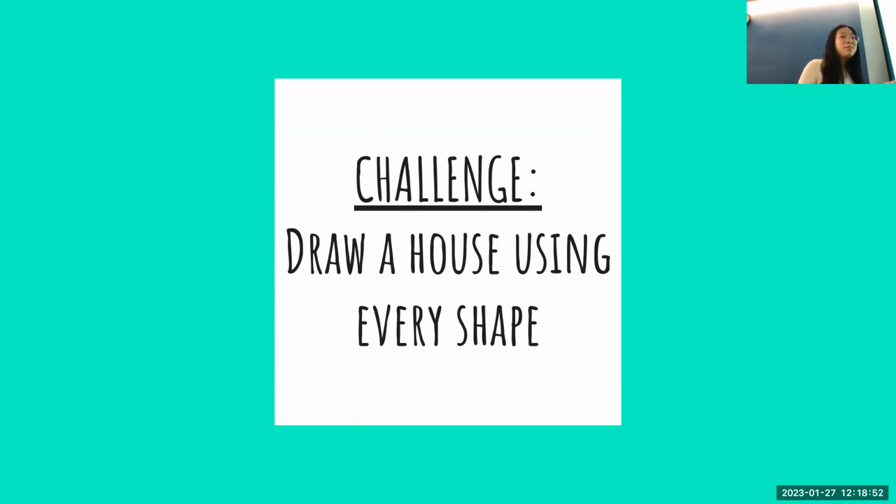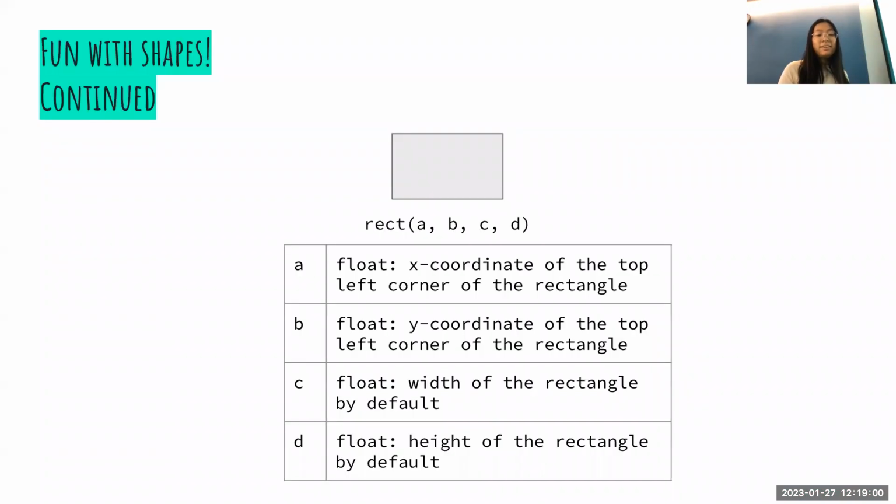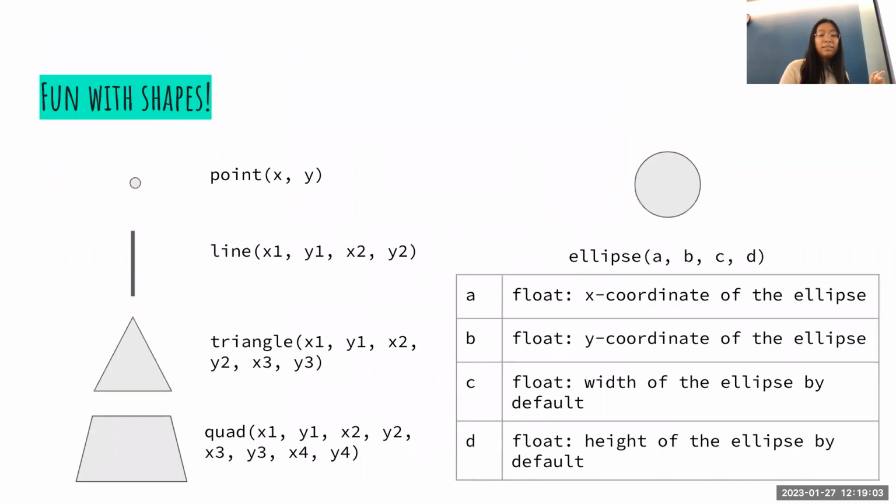This is interactive. Welcome to the workshop. Draw a house using every one of those shapes. Now you can. And I'm going to go back to this slide to help you. Remember that rectangle is basically the same parameters as the ellipse. So I'll give you some time to create a house. And then we're going to have some fun. So let's give a couple minutes, to 12:25, 5 minutes.